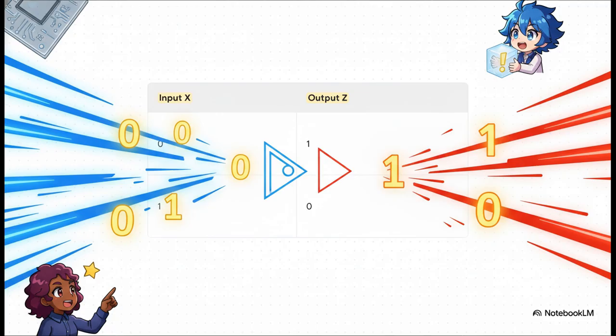The simplest one of all is the NOT gate. You can also call it an inverter. Its job is, well, incredibly simple. It just flips whatever you give it. You put in a 0, you get out a 1. You put in a 1, you get out a 0. That's all it does. Easy peasy.